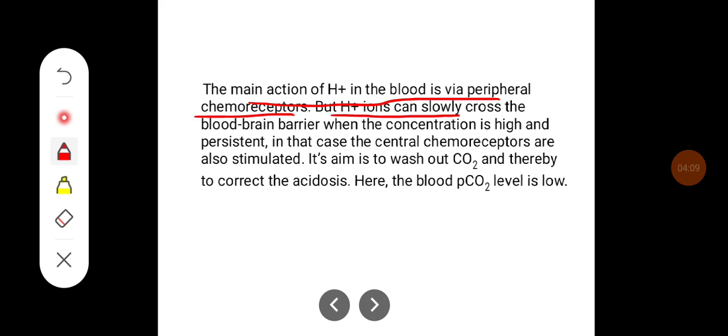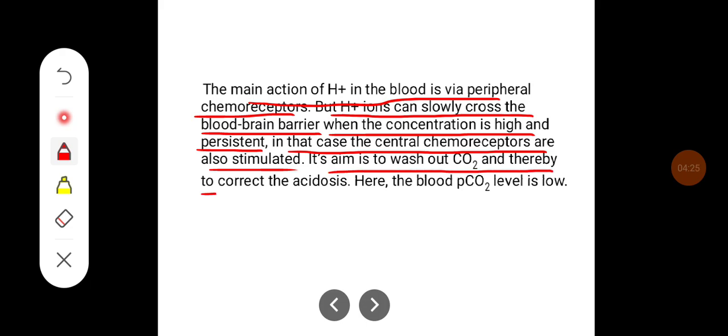But H+ ions can slowly cross the blood-brain barrier when the concentration is high and persistent. In that case, the central chemoreceptors are also stimulated. Its aim is to wash out carbon dioxide and thereby to correct the acidosis. Here, the blood PCO2 levels are low.